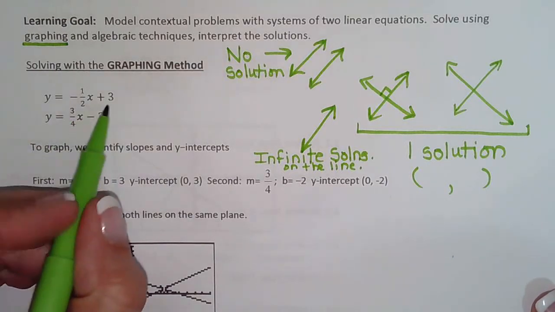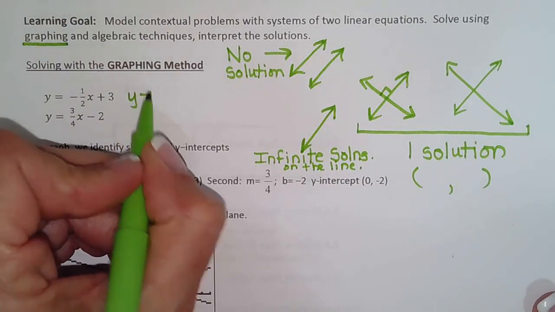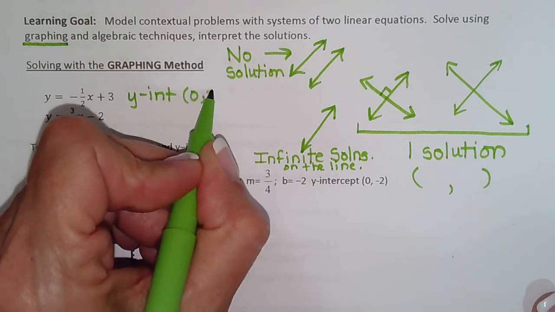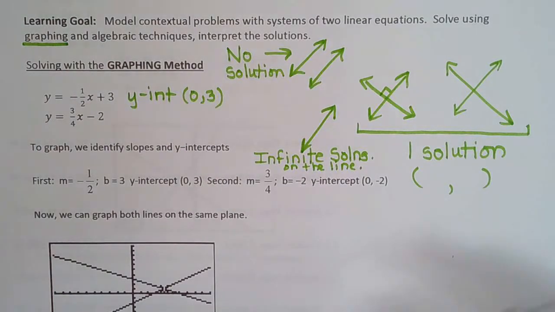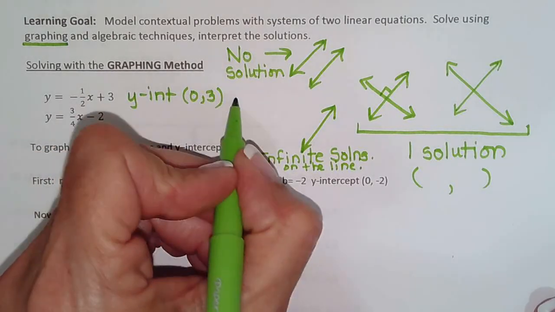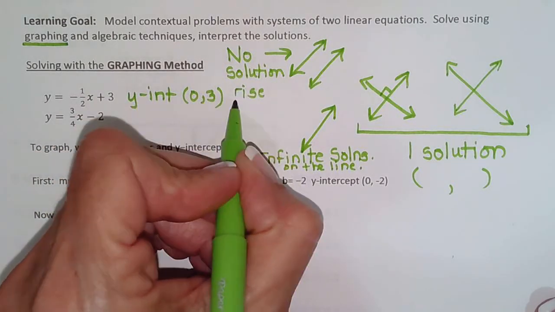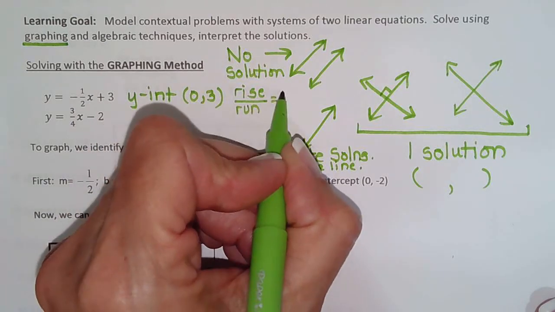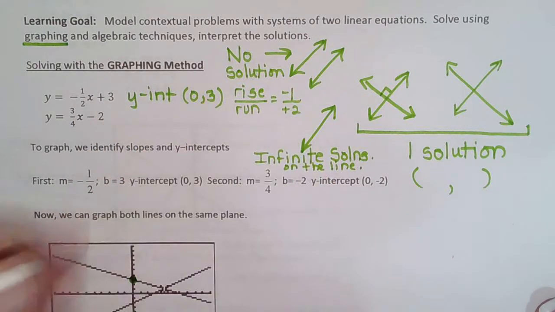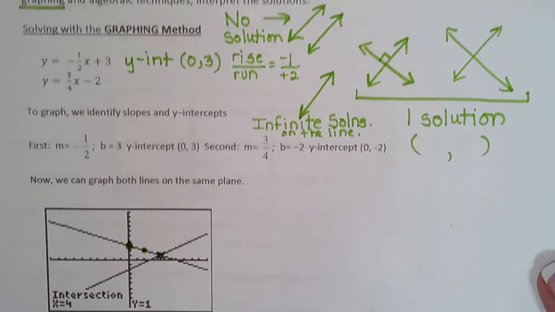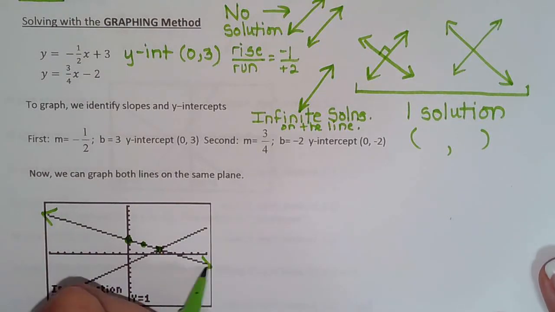So we already know how to graph. We know that the y-intercept on this graph is 0, 3. So we plot the point 0, 3. And we know the rise over run is negative 1/2. Rise over run is negative 1 over positive 2. Remember, the denominator is always positive. So down 1 over 2, there's our line. Down 1 over 2. There we go. And then we would put arrows on both ends.